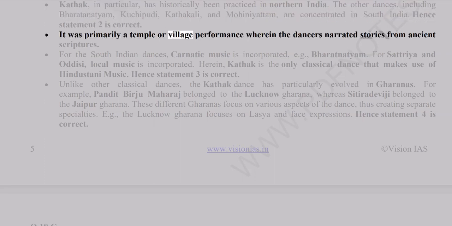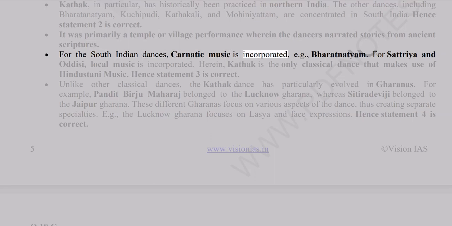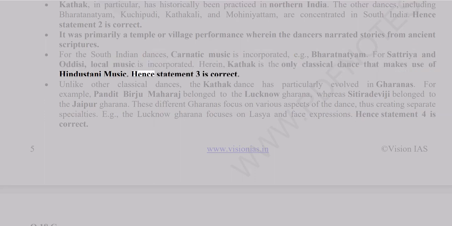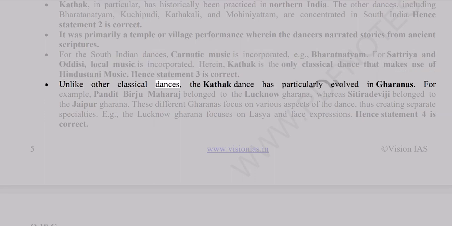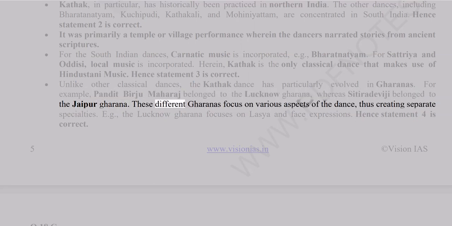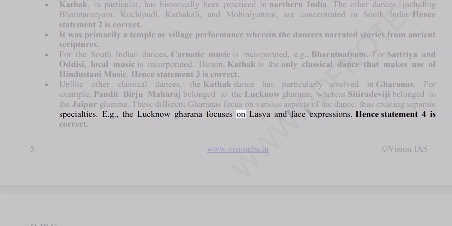It was primarily a temple or village performance wherein the dancers narrated stories from ancient scriptures. For the South Indian dances, Carnatic music is incorporated, for example, Bharatanatyam. For Satriya and Odissi, local music is incorporated. Herein, Kathak is the only classical dance that makes use of Hindustani music. Hence statement 3 is correct. Unlike other classical dances, the Kathak dance has particularly evolved in Gharanas. Example, Pandit Birju Maharaj belonged to the Lucknow Gharana, whereas Sitara Devi belonged to the Jaipur Gharana. These different Gharanas focus on various aspects of the dance, thus creating separate specialties. E.g., the Lucknow Gharana focuses on lasya and face expressions. Hence statement 4 is correct.